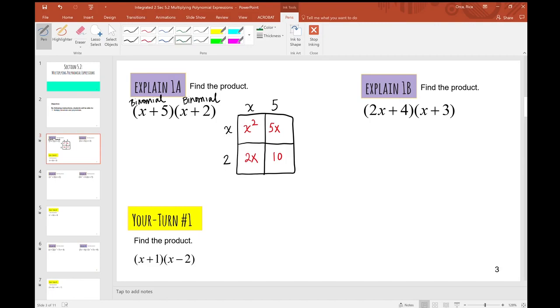So x plus 5 times x plus 2 is equivalent to, because I'm running out of space, I'll go ahead and show my work on the left side. This is equivalent to x squared plus, we have 2x and 5x, plus 10. So that's x squared. 2x plus 5x is 7x. And then we have the plus 10. And that's our answer.